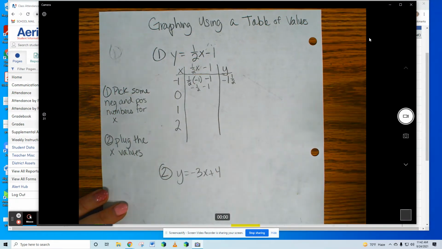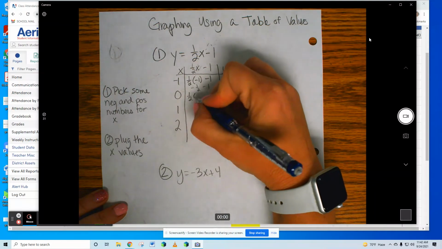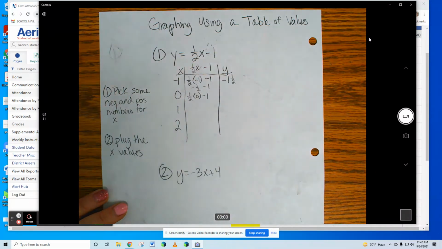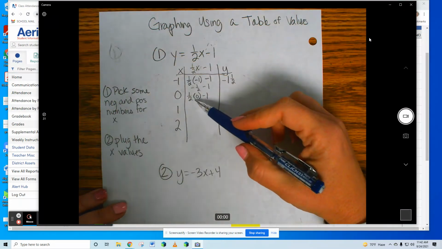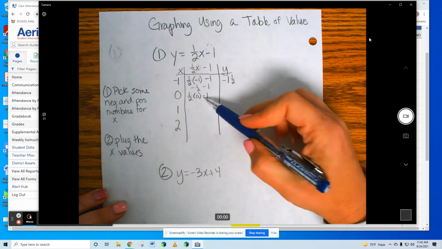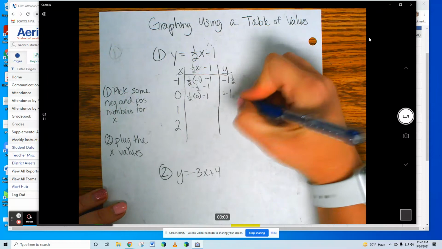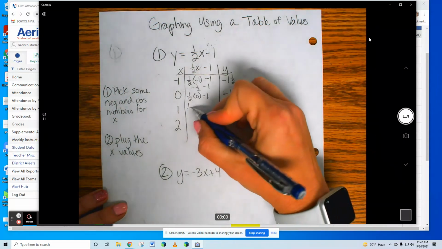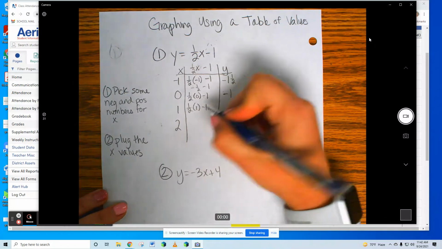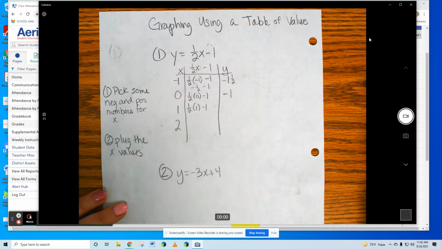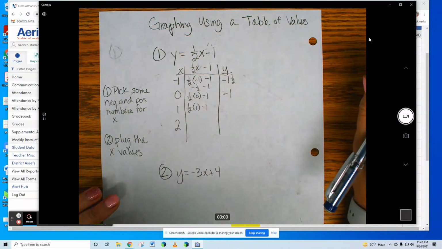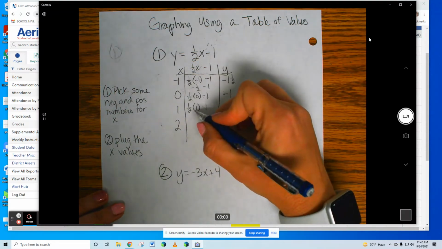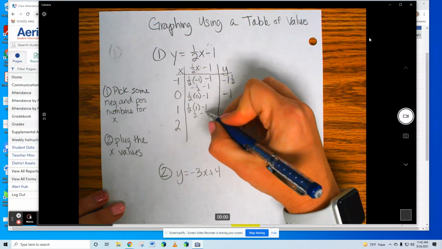Now I'm going to plug in 0. 1/2 times 0 minus 1. Yeah, 1/2 times 0, I do that first. That's 0. Take away 1, -1. Now I'm going to plug in positive 1. 1/2 times 1 minus 1. So this is 1/2 minus 1.